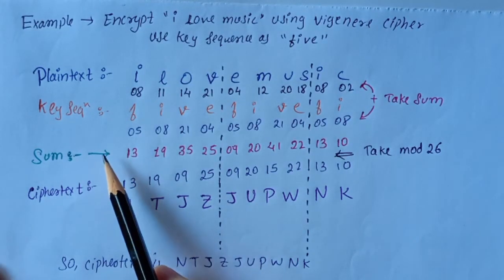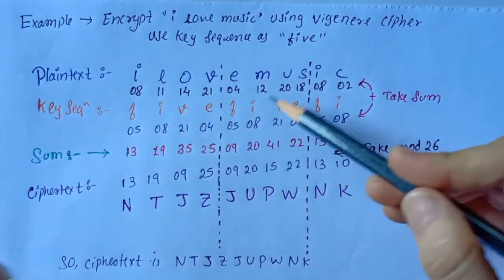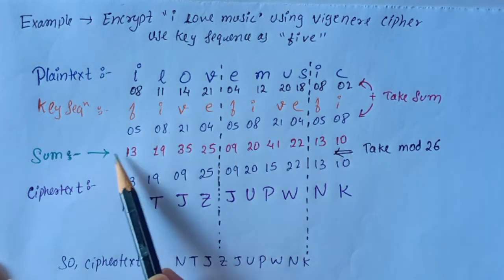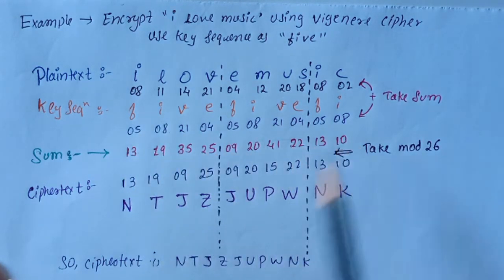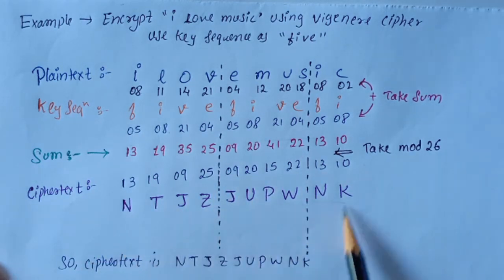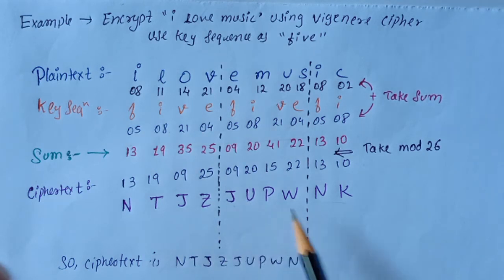Now we will perform the additive cipher. So taking the sum of these, we will get the sum. Then we will take the mod 26 of this sum to obtain the cipher text. So our cipher text is NTJZJUPWNK.